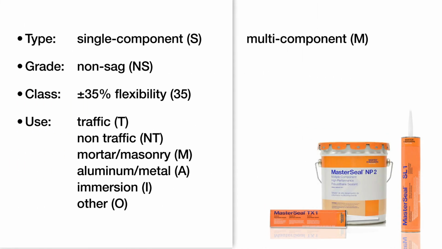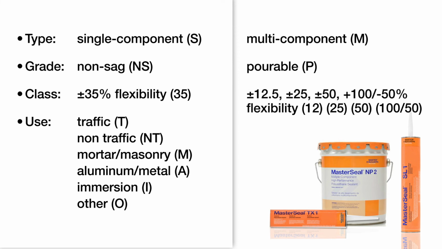Sealants can also be multiple-component pourable or self-leveling, with varying degrees of movement capability, for use on a variety of substrates, including glass. These classifications can be used to quickly compare the performance attributes of sealants and determine the most suitable product for the job.